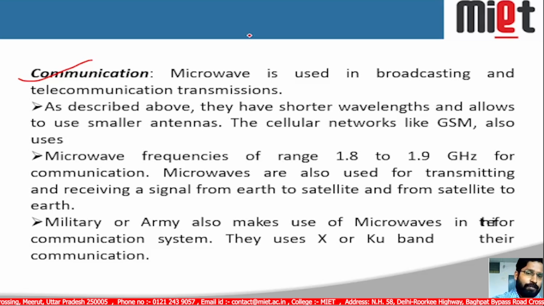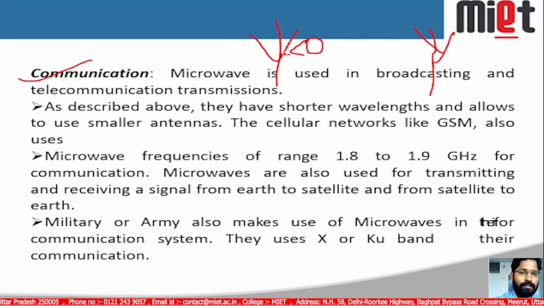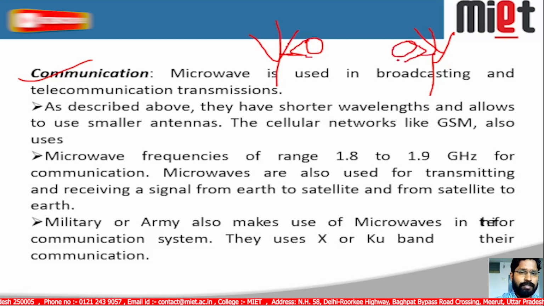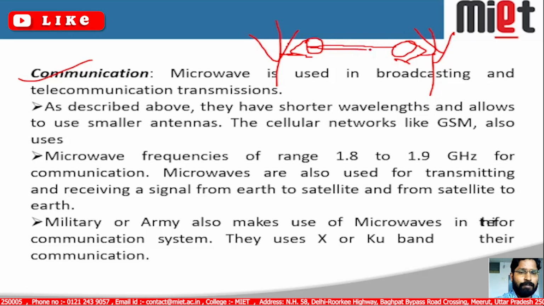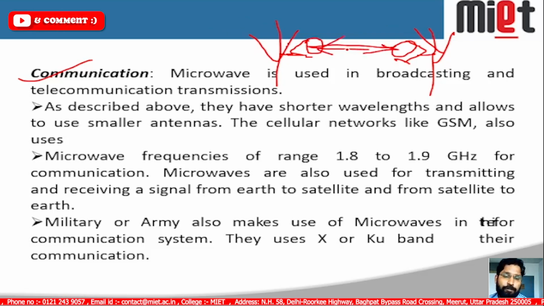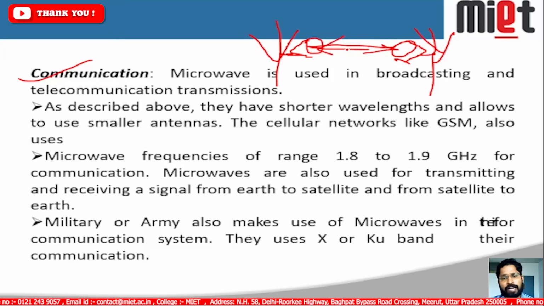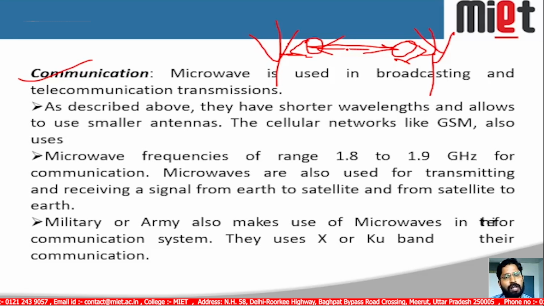If there are two towers, this one is one tower, this one is another tower, then one circular antenna is given in the mobile tower, and there is also one circular antenna given here. These are the microwave link. In the microwave link, they exchange information. The exchange of information means transmission and reception. Both are exchanged with the help of the microwave link.